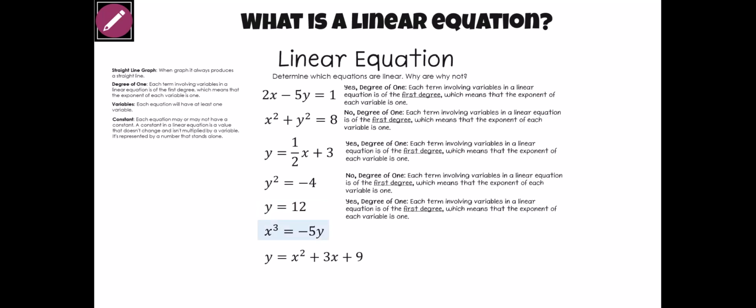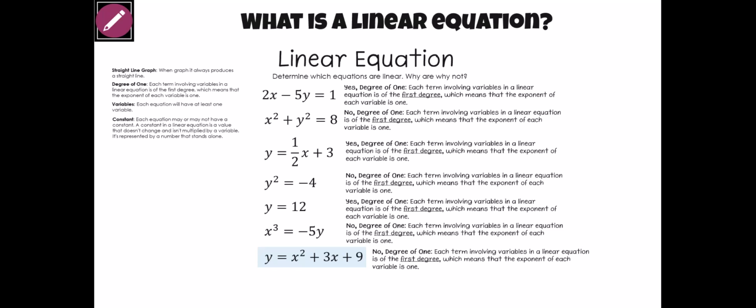How about this one? x to the third equals -5y. Nope, this is not a linear equation. The reason is x is to the third power. We only need one exponent to be something other than 1. And that makes this not a linear equation. What about the last one? What do you think?